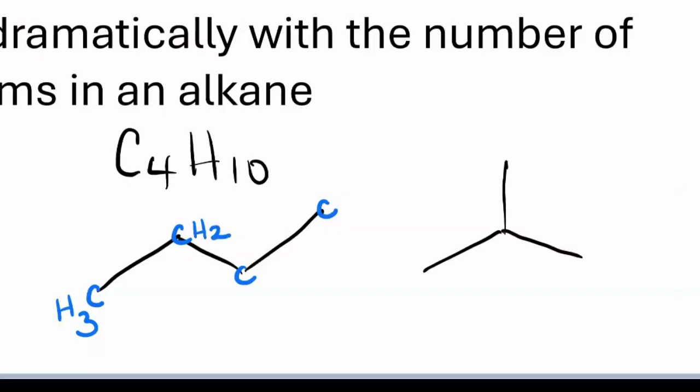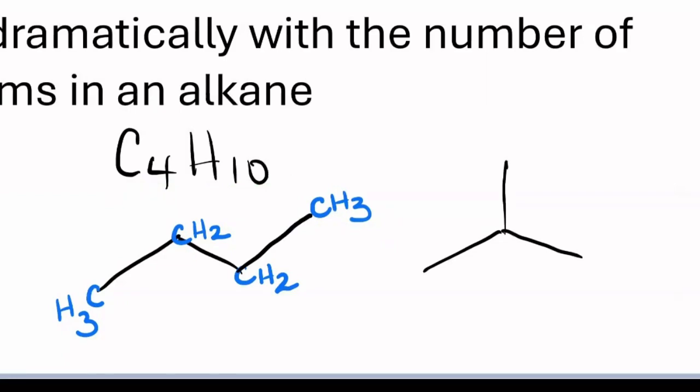Similarly, the third carbon also needs two hydrogens to reach four bonds to reach its octet. The last carbon looks just like the first one. Since it only has one line, it needs three hydrogens to get to four bonds to reach its octet. Let me redraw this. There's a carbon right here with three hydrogens. So we can observe that in this molecule, I have one carbon, two carbons, three carbons, four carbons. That's where the C4 comes from. And when I add 3 plus 2, that's 5, plus 2, that's 7, plus 3, that's 10, that's where the H10 comes from.